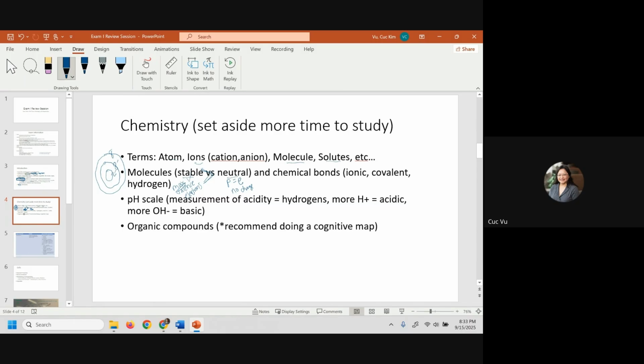Make sure you know the chemical bonds, the definition, ionic, covalent, and hydrogen. Know which one's weak, which one's strong. Know the pH scale. It's a measurement of acidity because it's looking at the number of hydrogen ions. And that's why it's called pH. P means it's the logarithm of H, which is hydrogen.